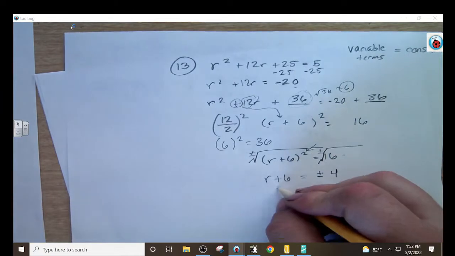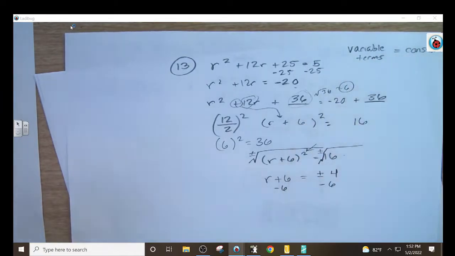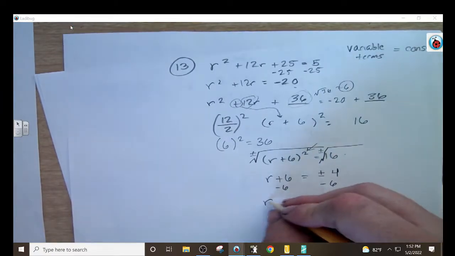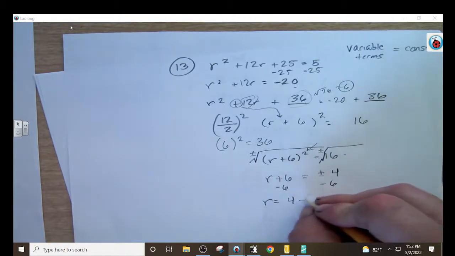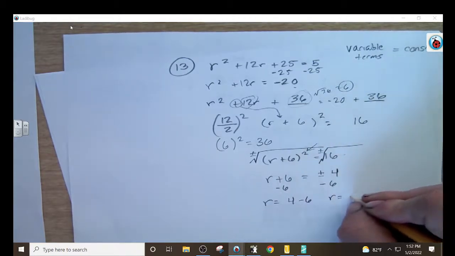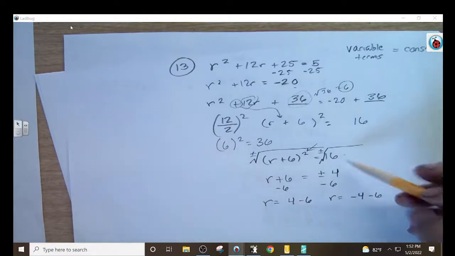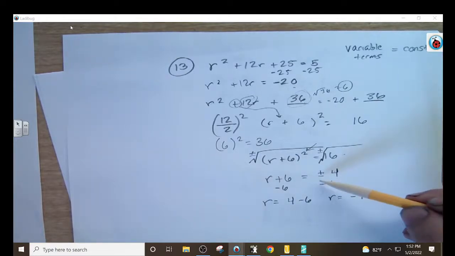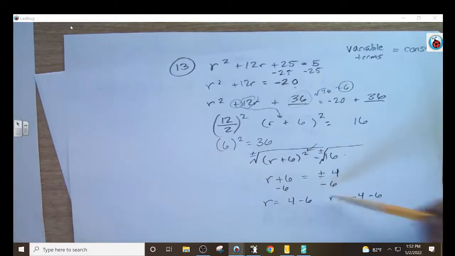So minus 6. So, guys, this is going to give me two answers. R equals 4 minus 6, and R equals negative 4 minus 6. Positive 4 minus 6, negative 4 minus 6. That's where we got these two. This right here gives me two answers.